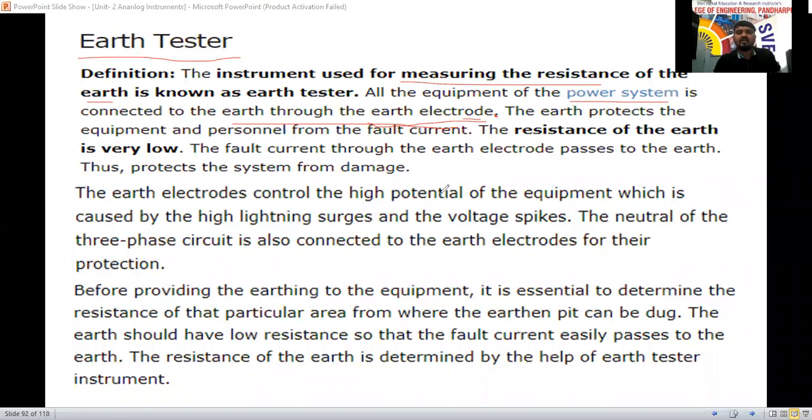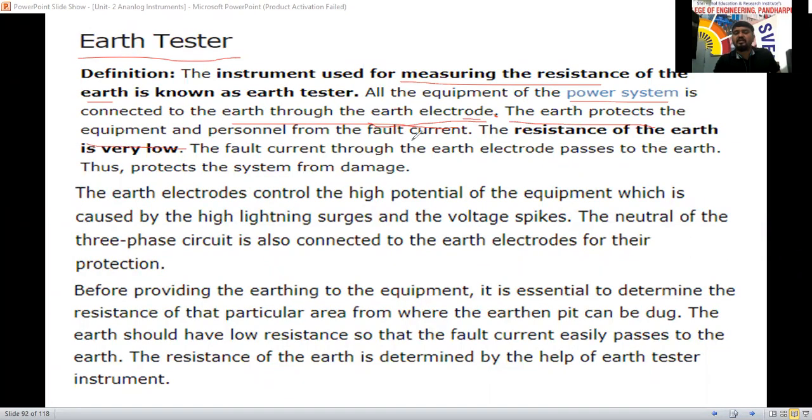The TV is damaged because of the high voltage. All these things we can protect if our house is well earthed. We are using the earth pit and all appliances are earthed, then we can protect against these damages. So the earth protects the equipment and personnel from the fault current.